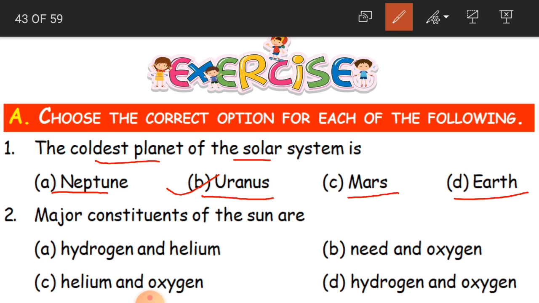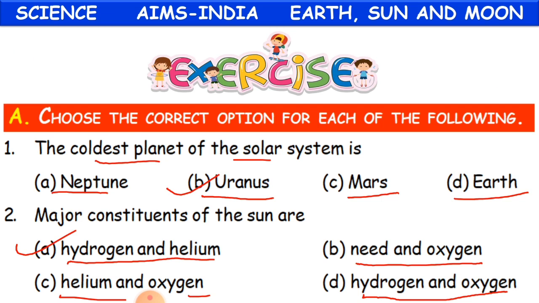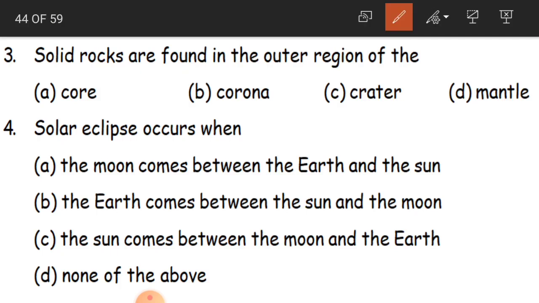Okay. So the second question is, major constituents of the sun are. What are those gases which we have in the sun? Hydrogen and helium, neon and oxygen, helium and oxygen, or hydrogen and oxygen. And the answer is A, that is hydrogen and helium. Clear children?